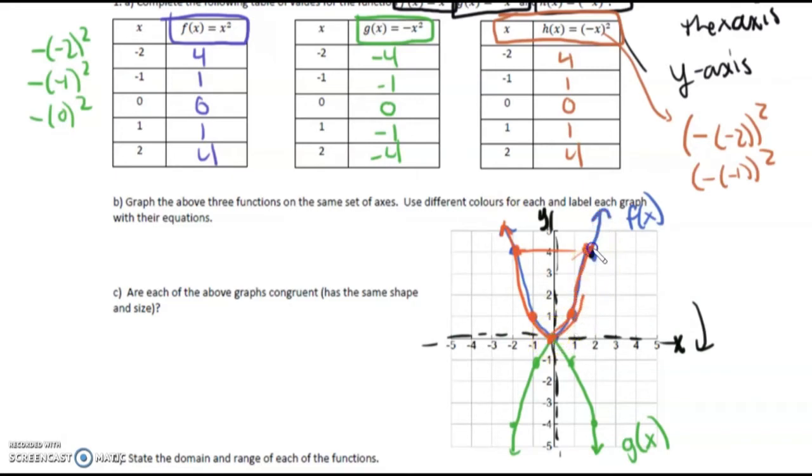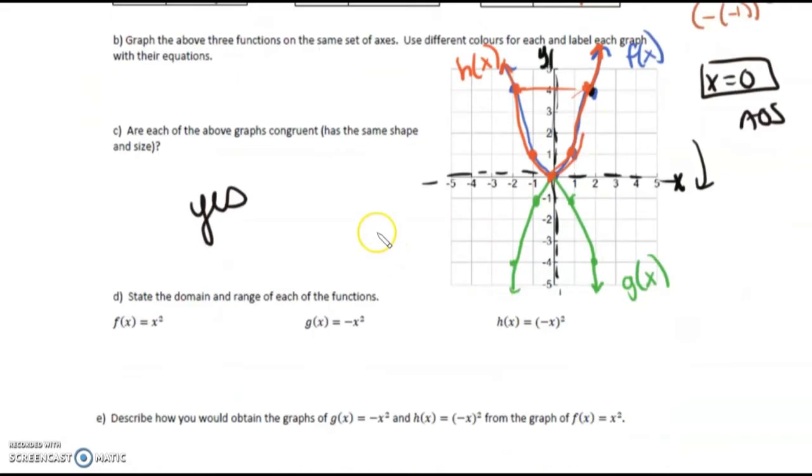I'm going to try to follow this a little bit smoother. If you can see, h of x is actually the same parabola because essentially our y-axis, which is our vertical line of x equals 0, is our axis of symmetry. All of these have the same size and the same shape. We're not stretching or compressing any of these. We're just flipping them. We're just reflecting them.